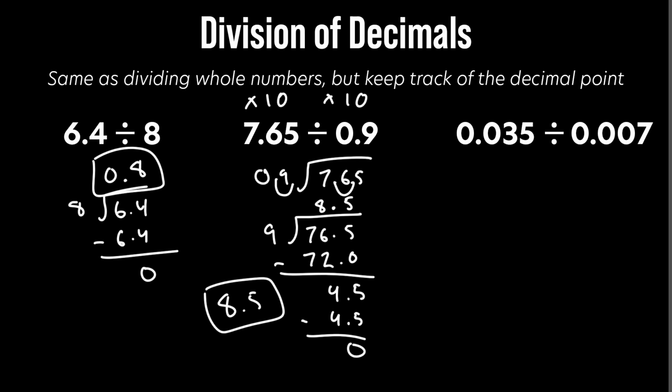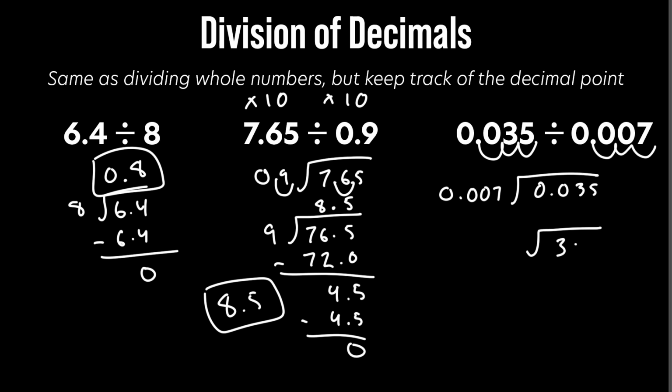Let's try the last problem here. We have 0.035 divided by 0.007. Using the same principle as the last problem, we can move the decimal point 3 times on the first number and 3 times on the second. And what you'll end up with is 35, because the decimal point's in front of the 5, divided by 7.